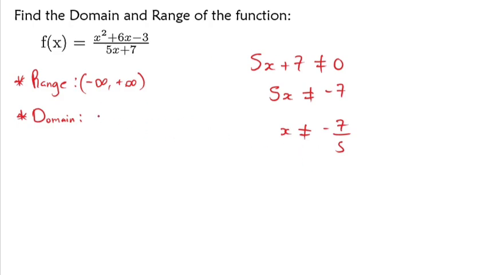Then whatever value you find, x cannot be that value. So that's your domain. So the domain is that x should not be negative 7 over 5. Now you might wonder, what if it is negative 7 over 5? This is what will happen.